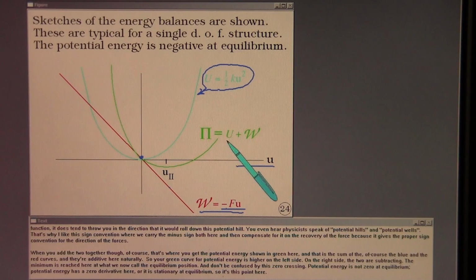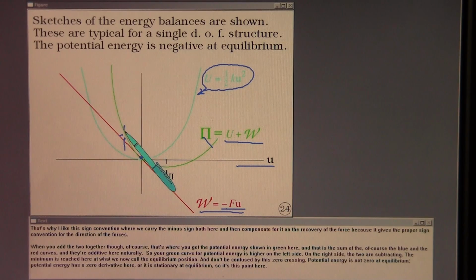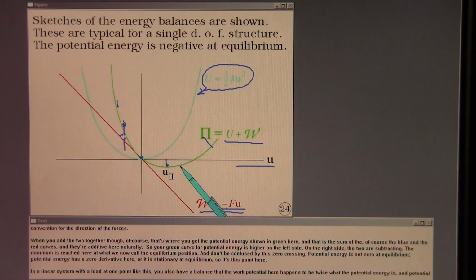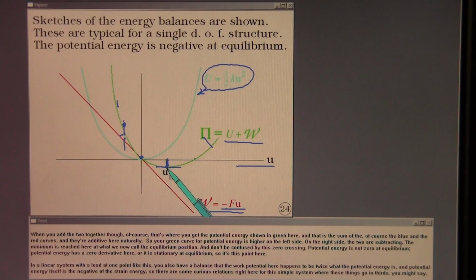When you add the two together, though, of course, that's when you get the potential energy shown in green here. And that is a sum of, of course, the blue and the red curves, and they're additive here, naturally, so your green curve for potential energy is higher on the left side. On the right side, the two are subtracting. The minimum is reached here at what we now call the equilibrium position. And don't be confused by this zero crossing. Potential energy is not 0 at equilibrium. Potential energy has a 0 derivative, or it is stationary at equilibrium. So it's this point here.